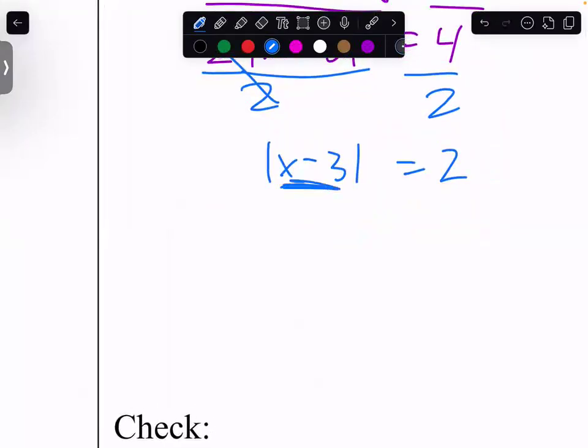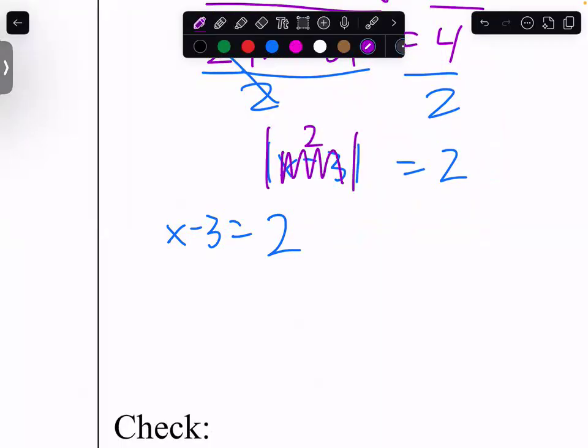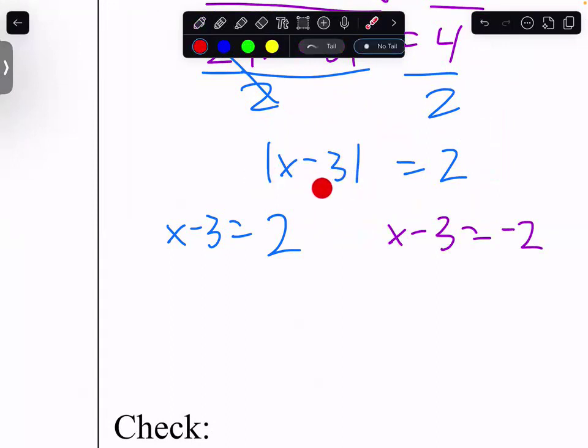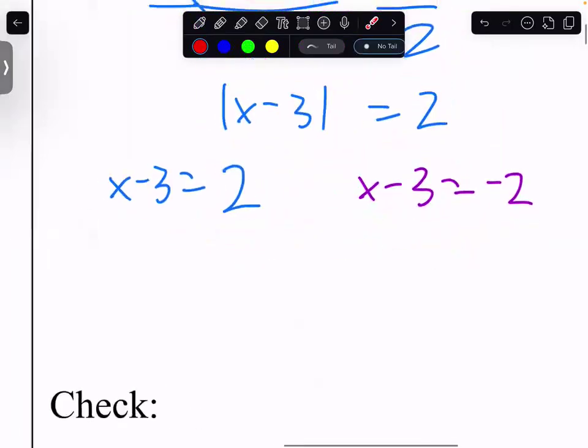The inside could turn into positive 2 already, right? If the inside turns into positive 2, then absolute value of 2 is indeed 2. But another way we can do this is if the inside turns into negative 2, because absolute value of negative 2 would switch to positive 2. So again, at this step, the absolute value symbols go away. They get used up when you split it into 2 new problems.